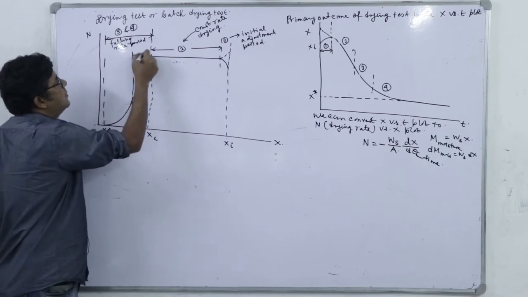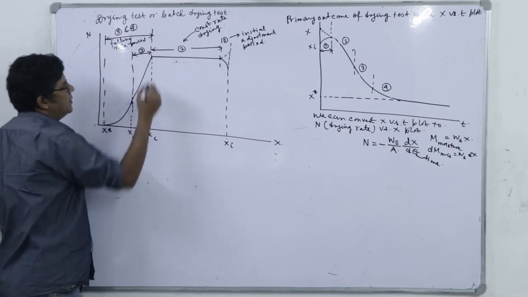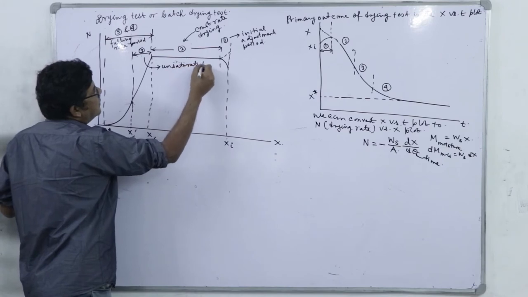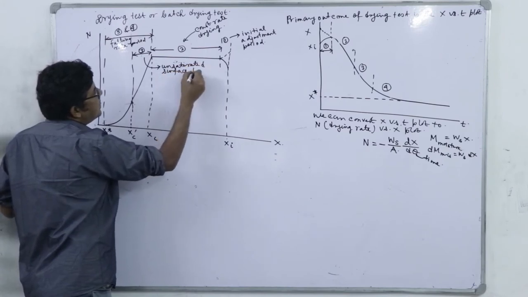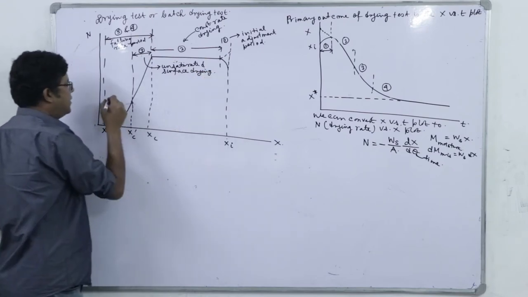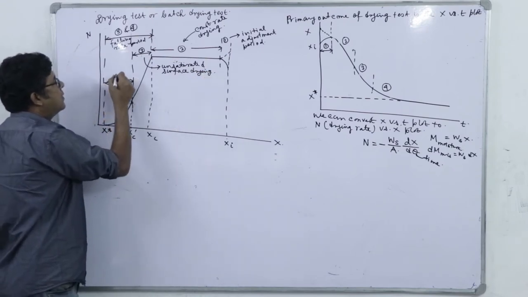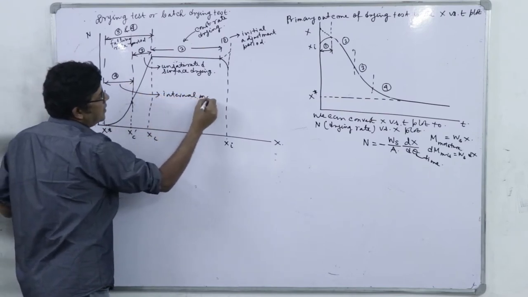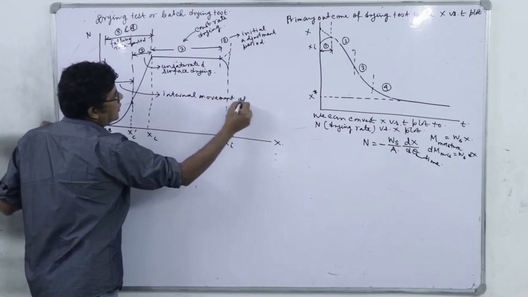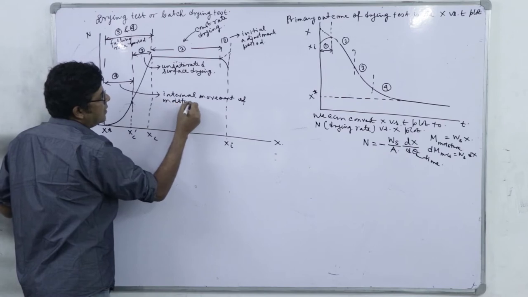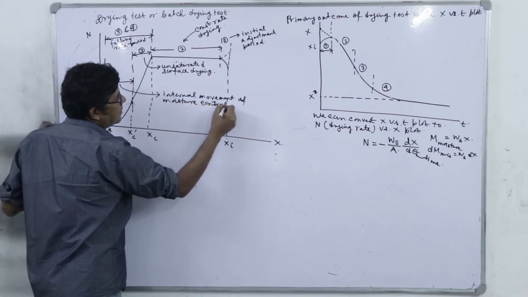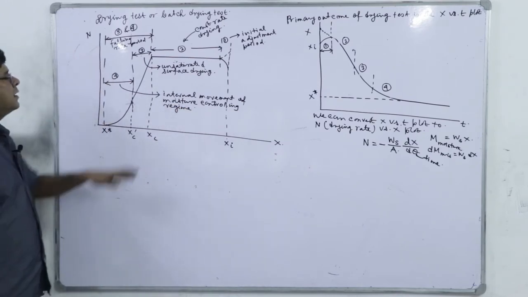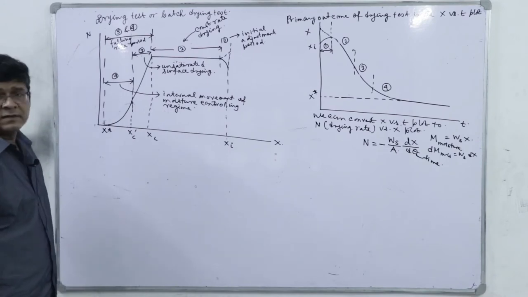So, this regime, that is regime 3, is referred to as unsaturated surface drying. And in regime 4, it is the internal movement of moisture controlling regime. Right. Now, let us start with the discussion of constant rate drying.